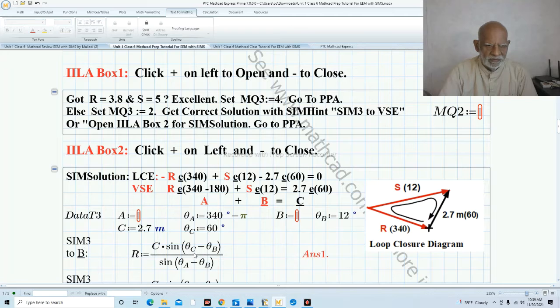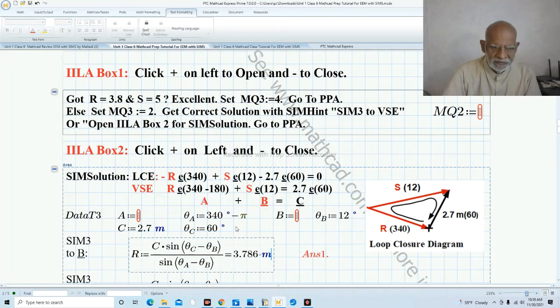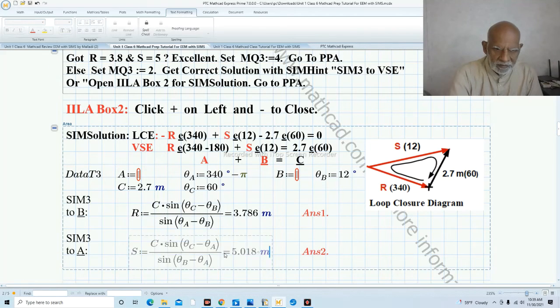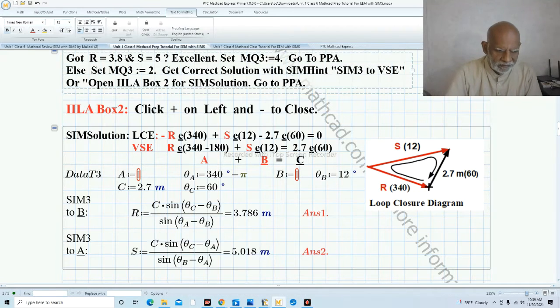Now we apply to sim 3 and then equate to equal sign, you got the answer, then equal sign here, you got the answer. So these are the answers. Okay, so you can say meters, and meters.